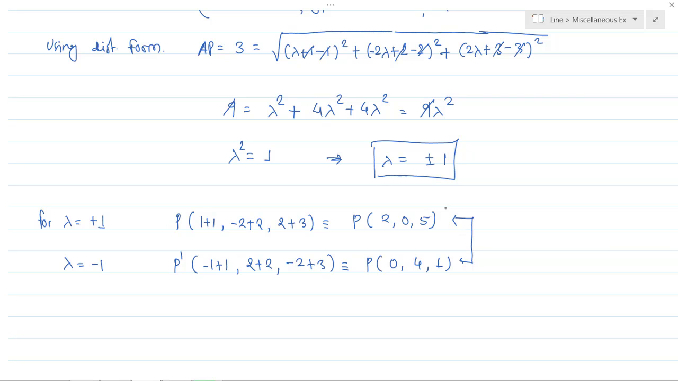Not only this question, we have solved each and every question from the miscellaneous exercise. The only thing we require is practice. In each and every question we require two pieces of information: one is the point A and the other is the parallel vector B bar. If you get these two, we can solve any type of question here.